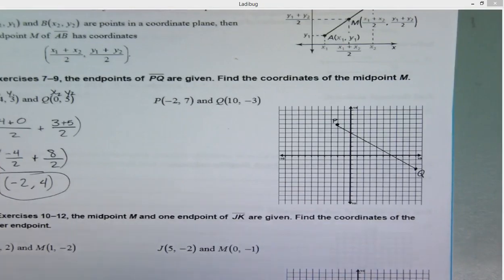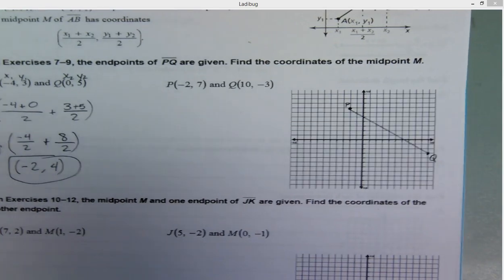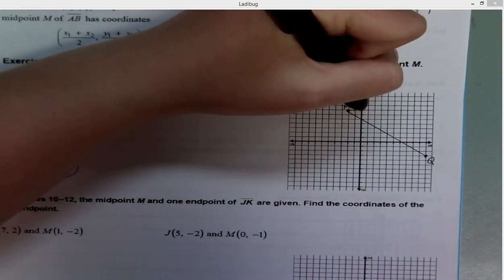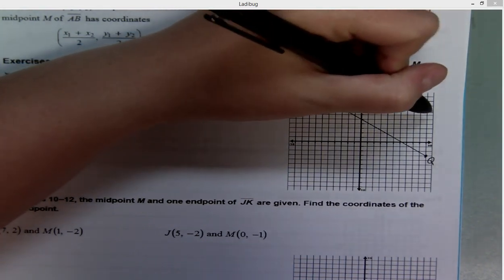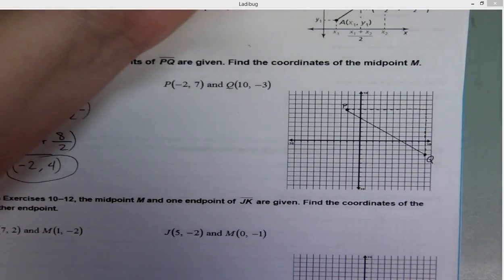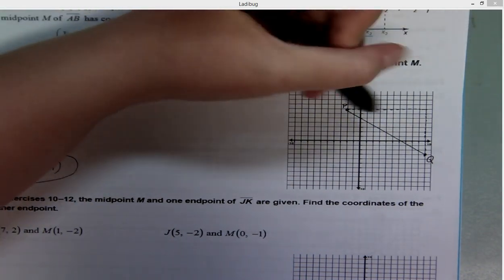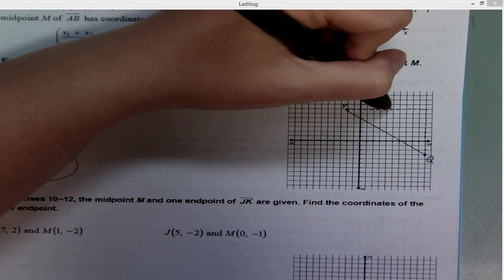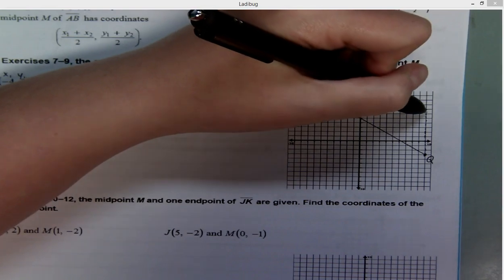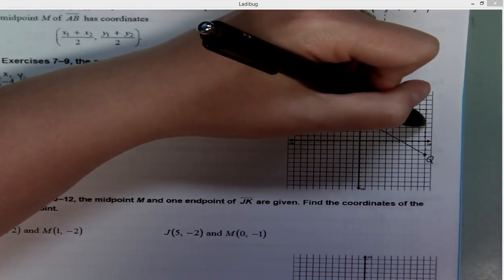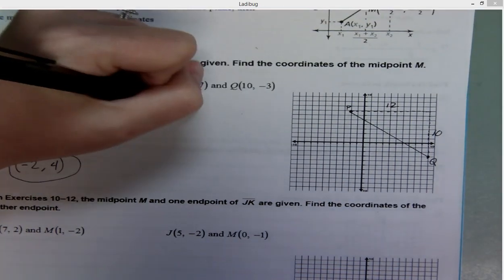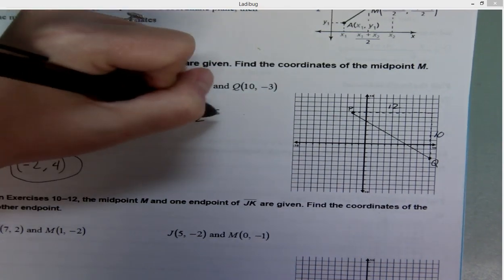I have P all the way to Q. So one way I can figure this out is I figure out what is the change in the x value, and then I cut it in half. I figure out what's the change in the y value, and I cut it in half. So the change in x value is 1, 2, 3, 4, 5, 6, 7, 8, 9, 10, 11, 12. That's 12 units long. The change in the y value is 1, 2, 3, 4, 5, 6, 7, 8, 9, 10. 10 units long. So I'll take my 12 and I'll cut it in half, and I get 6.